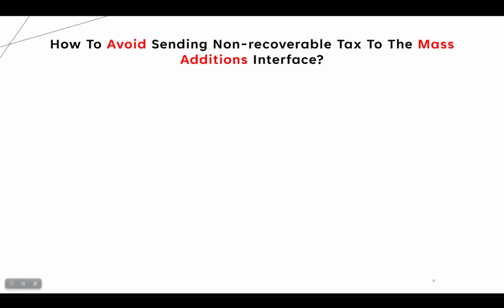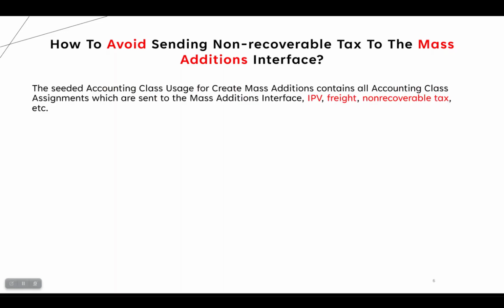How do you avoid sending non-recoverable tax to mass additions? As you know, mass additions means that you create an AP invoice with an asset clearing account. When you create an AP invoice related to fixed assets, maybe there are some other lines like non-recoverable tax, recoverable tax, and so on. In some cases you don't need to send this non-recoverable tax line amount on the AP invoice line to Fixed Assets. How do you achieve that? Through the seeded accounting class usage.